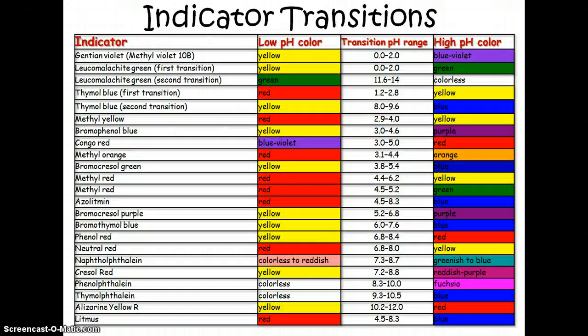All right, here's a huge chart with all the indicators you probably could ever think of. There are, of course, more. One that's really popular that's not on the list is called universal indicator. Universal indicator actually shows a rainbow of colors. That's because universal indicator is not one indicator. It's a mixture of indicators that all transition at different pHs because they all have different Kas. So that's why universal indicator is something that we commonly use because it can transition at several different points.